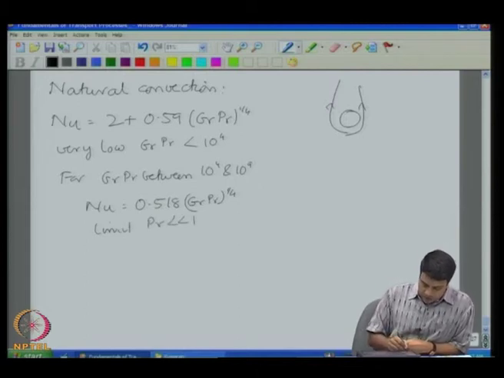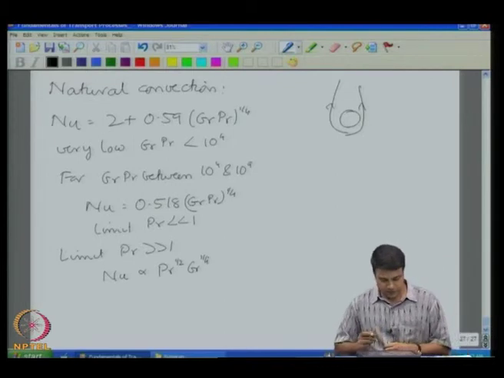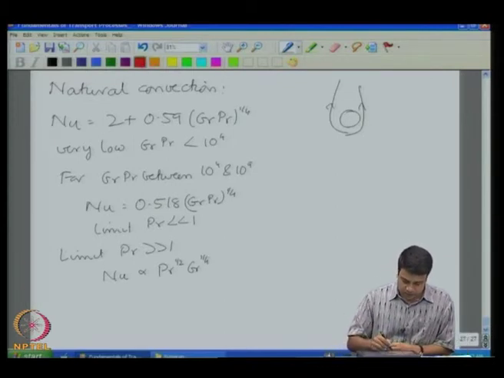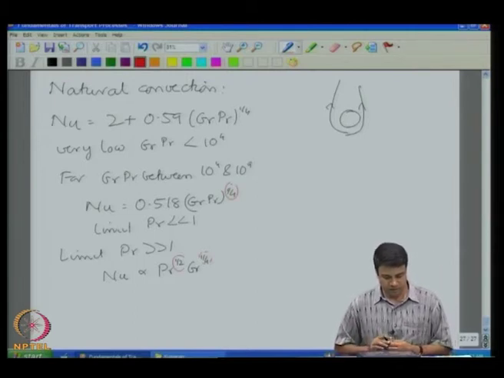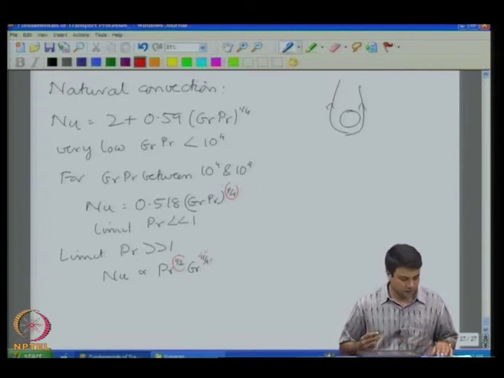In the limit of Pr large compared to 1, I will get the Nusselt number proportional to Pr^(1/2) times Gr^(1/4). And once again you can see all these powers that are coming up, half, 1/4, 1/4 here and so on. We will try to derive why these relations are of this form in the remainder of this course.